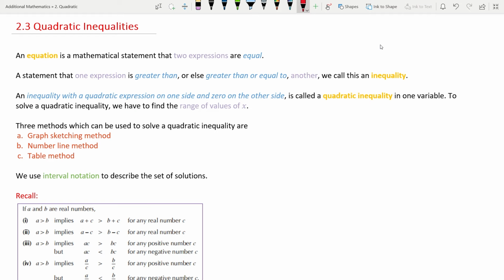Hi everyone, let's get started with today's lesson 2.3 Quadratic Inequalities.